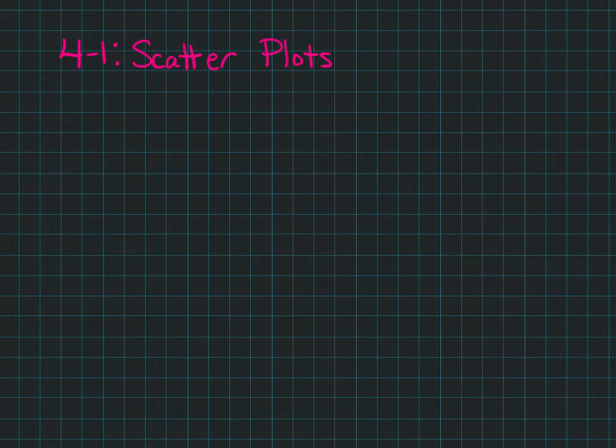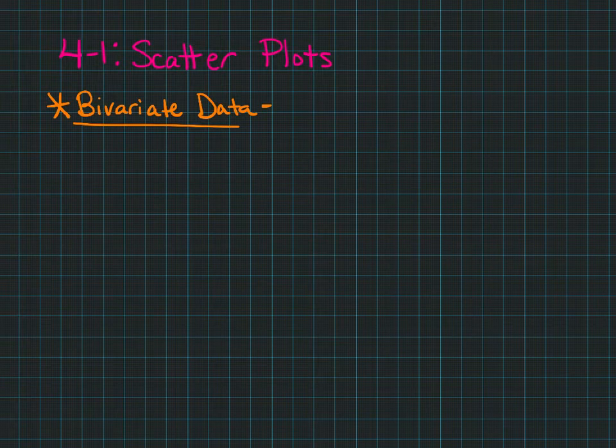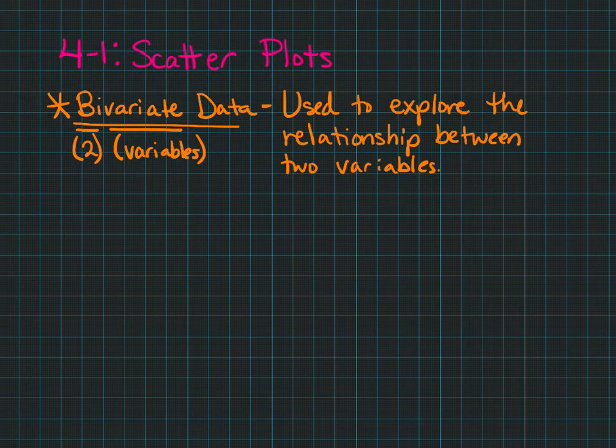Lesson 4.1, Scatter Plots. This whole unit is going to look at bivariate data. Just a reminder of just breaking down words. Bi means two, and variate sounds like the word variable. And so we're dealing with data that talks about two variables. So bivariate data is just used to explore the relationship between two variables.